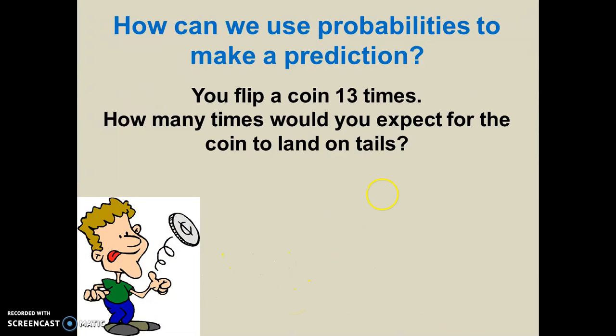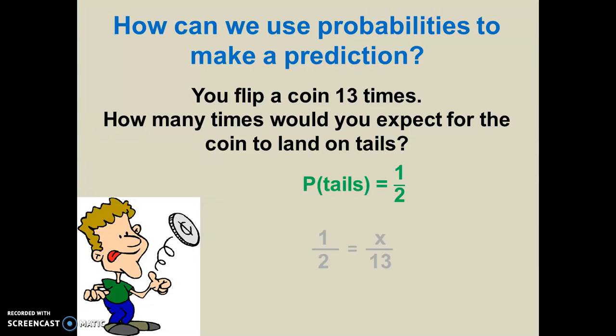All right, let's do one more here. You flip a coin 13 times. How many times would you expect the coin to land on tails? First, think about the theoretical probability of flipping a coin and getting tails. I'm hoping everybody said 1 out of 2, or 1/2. Using that knowledge, how many times would you expect to get tails out of 13 times?